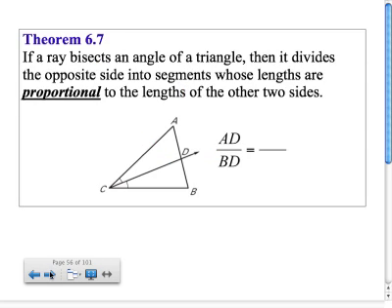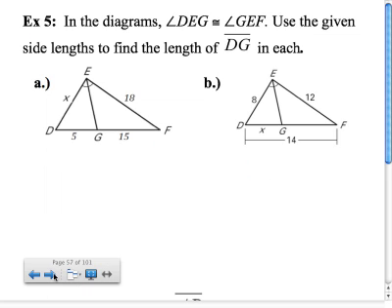Okay, and then I believe this is the last theorem we're looking at today, and that is Theorem 6.7, which says if a ray bisects an angle of a triangle, then it divides the opposite side into segments whose lengths are proportional to the lengths of the other two sides. In other words, AD over BD is the same as AC over BC. Again, be consistent. A few different ways you can set this thing up.